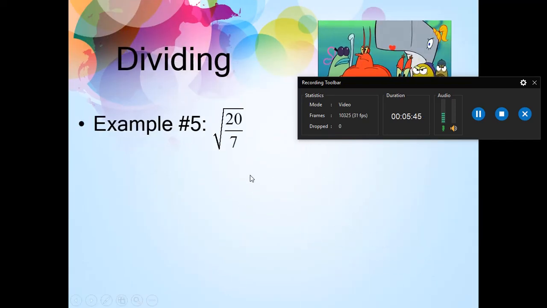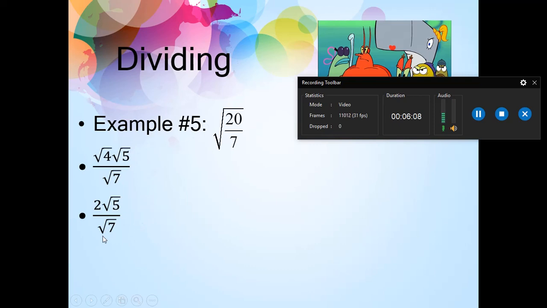In example number 5, this is very similar to a previous example. We're going to separate this into 2 distinct pieces. However, I already know that 20 will simplify. So I'm going to start that process. So 4 times 5 would produce 20. I'm going to leave radical 7 as it is for now. In the numerator, I will simplify to 2 radical 5.